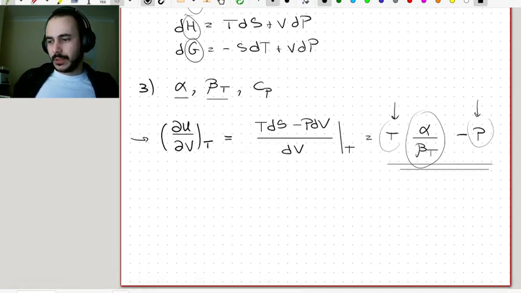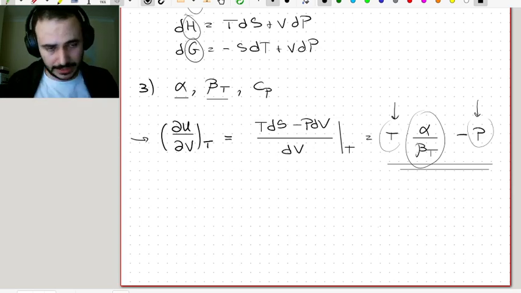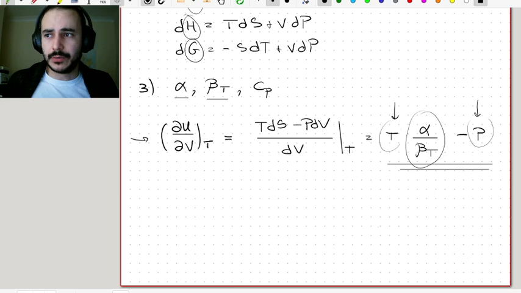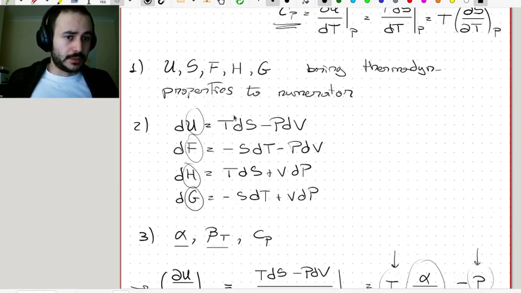Okay, so another thing that we are going to see in the synchronous session is the TdS equations. That's section 8.18 in the lecture notes, and applications of the TdS equations. And what we're going to do next in the last couple of videos is to focus on the physical interpretation of these quantities that we have just introduced.